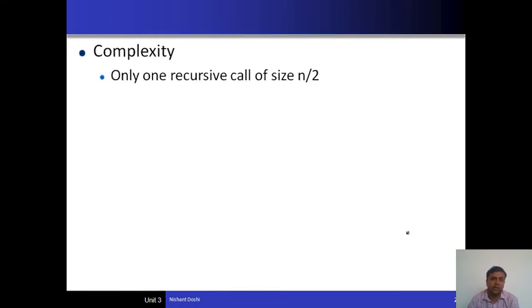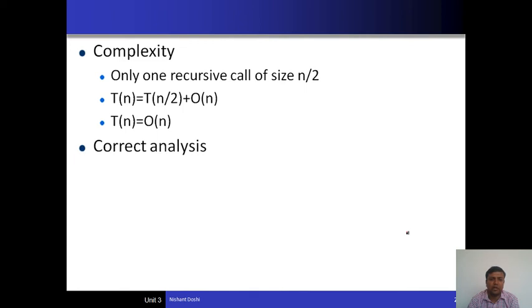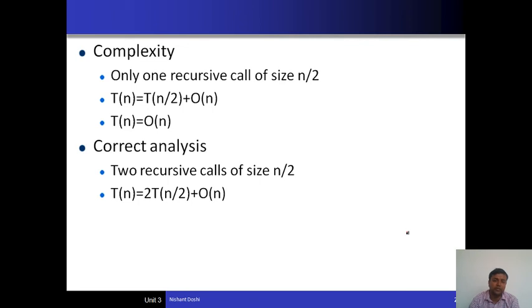And so now the complexity. Maybe we thought, like in binary search, that there will be only one recursion call of size half, but it is wrong. The correct analysis is that there are 2 recursion calls of size n by 2, that's why T of n equals 2 T of n by 2 plus big O of n. Now you can use any of the methods like the master method, recursion tree method, substitution method, intelligent guesswork, any other method, and you can get the answer n log n. So this is the complexity of merge sort.